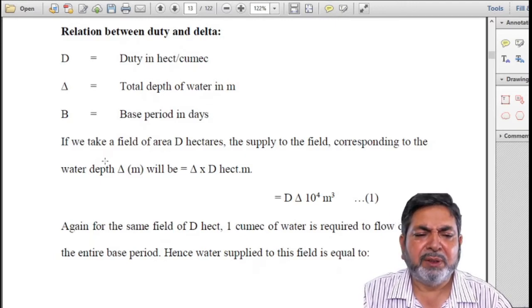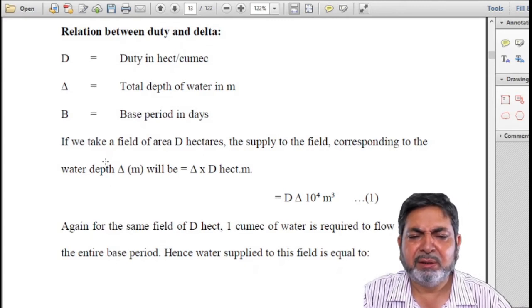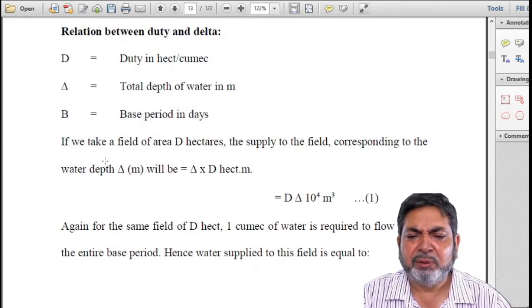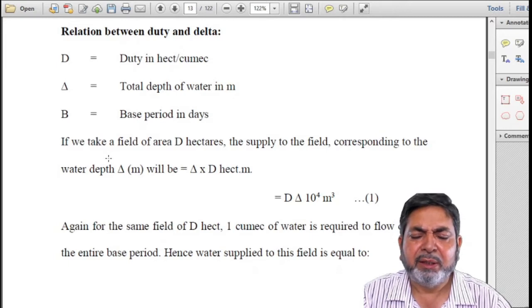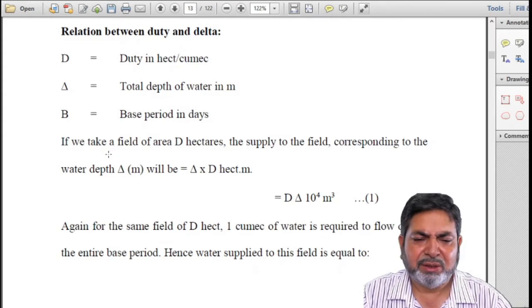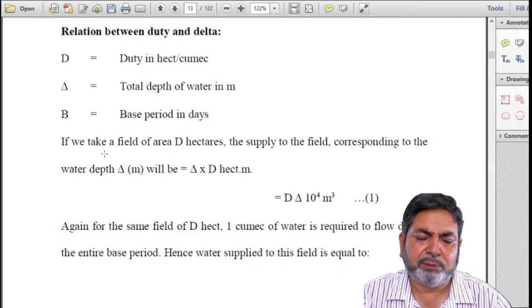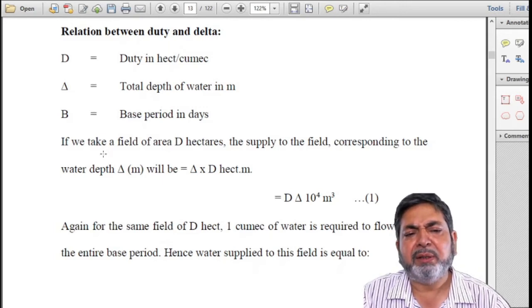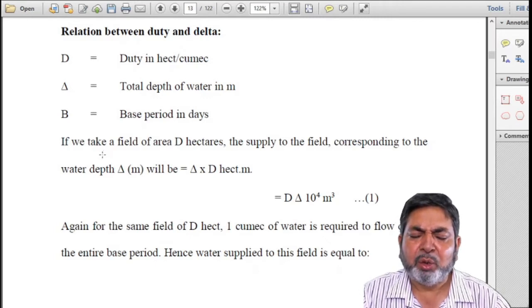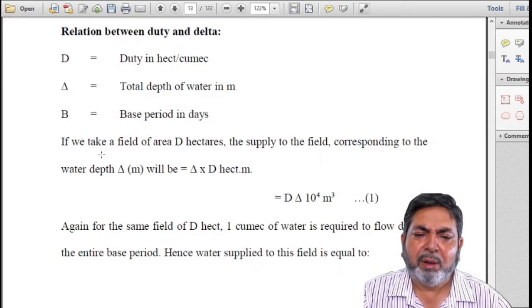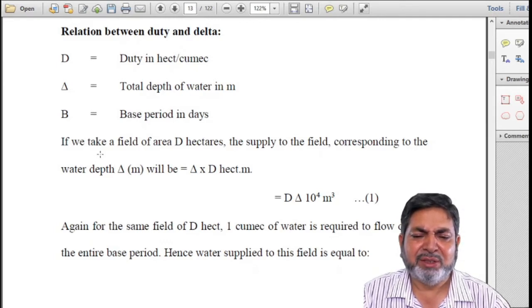For this purpose, we will take a field of D hectares and the supply to this field corresponding to water depth delta will be delta into D, as you can see written here in the notes. Now what is this delta into D? This is actually the volume of water that you have supplied to the field. So how will we find the relation between duty and delta? We will find it by equating the volume of the water supplied in two ways.